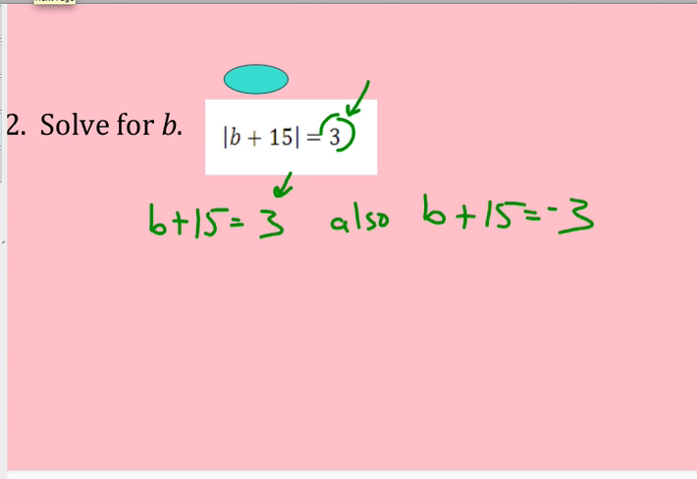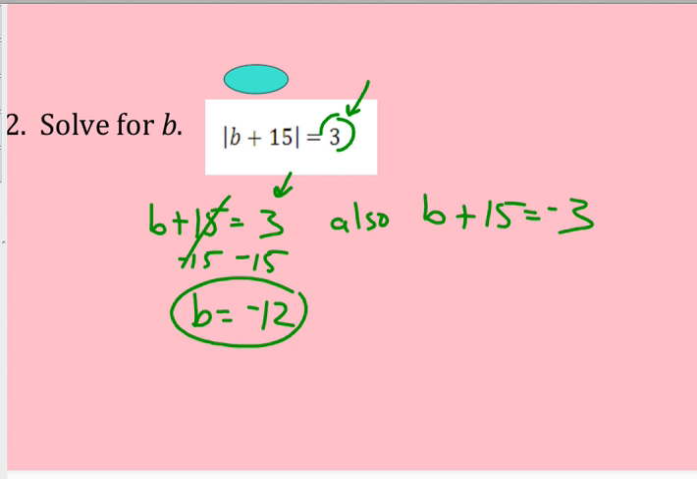Basically, you take the positive and negative aspect of whatever this number is on the outside, and then solve your two equations. So subtracting 15 from both sides to solve this little equation on the outside here, B equals negative 12. Over here, subtracting 15, I get B equals negative 18. So my two answers are negative 12 and negative 18.